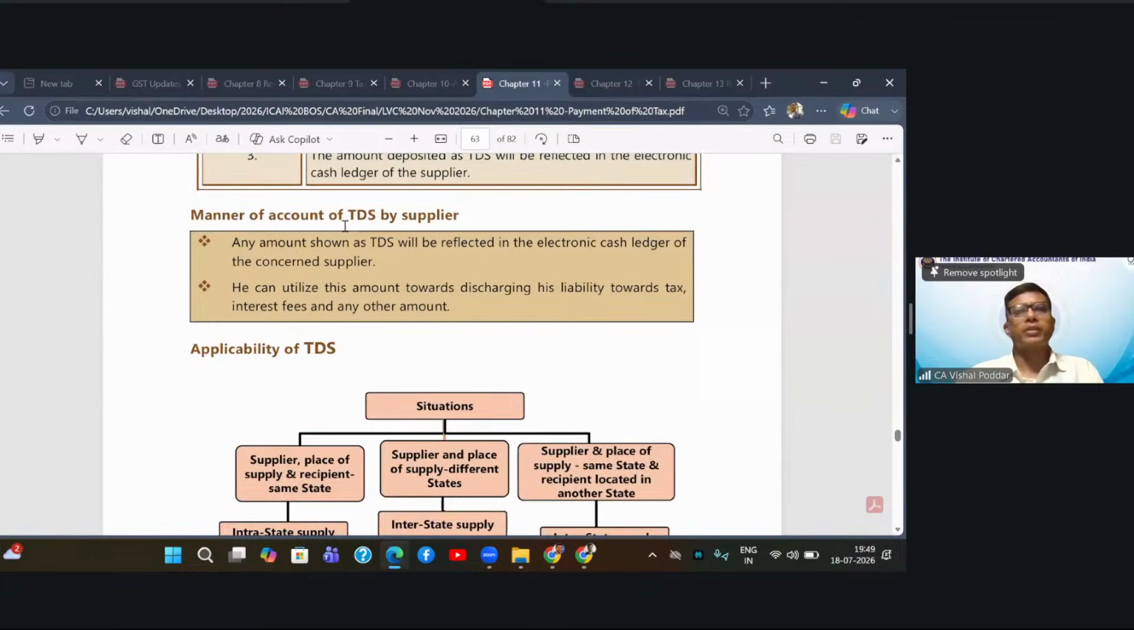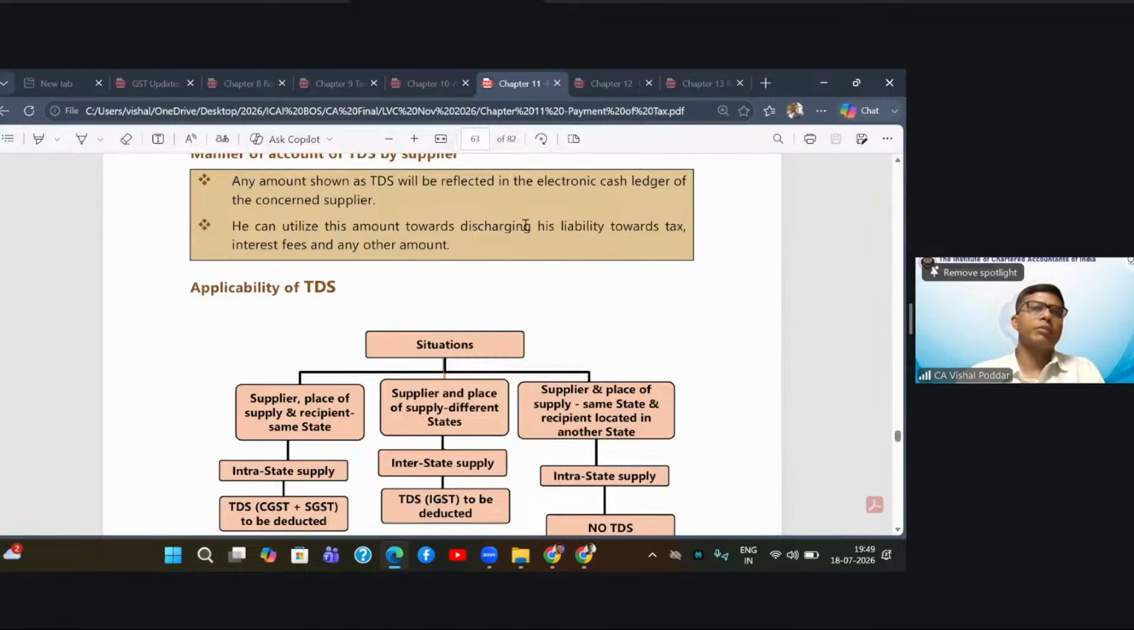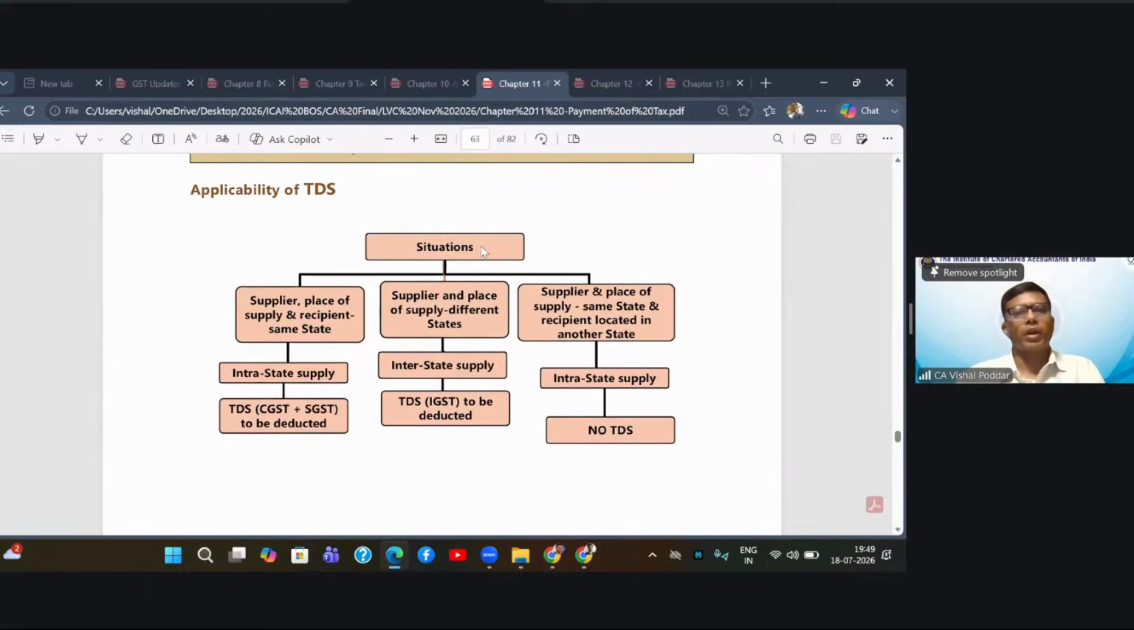Manner of account of TDS. Any amount shown as TDS will be reflected in the electronic cash ledger. I can utilize this amount for discharging my liability towards any tax, interest, fees, etc. Now, how will TDS be applicable? In different situations: if supplier, place of supply, and recipient are all in the same state, it is an intrastate supply. TDS will be 1 plus 1, that is 1% CGST and 1% SGST.